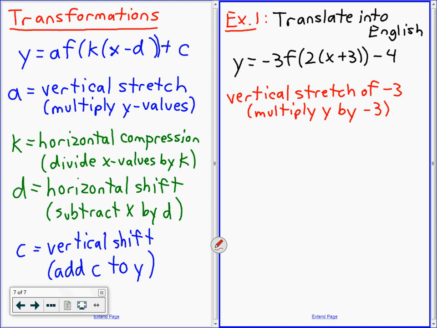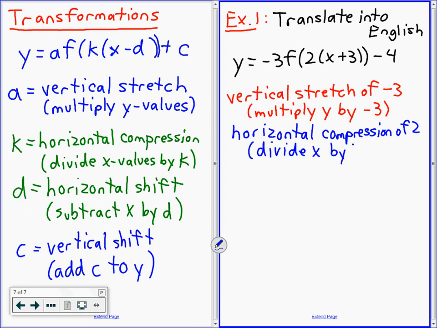Evan, I'm sorry about that. What does the 2 mean, please? It's the horizontal compression. Good. So horizontal compression of 2. So it's going to be divide x values by 2. So basically if I have x values of the original function of 2 and -2, now it's going to be 1 and -1. Okay? Make sense?